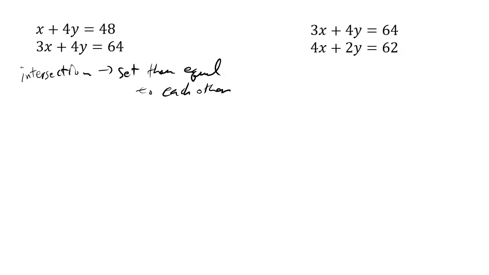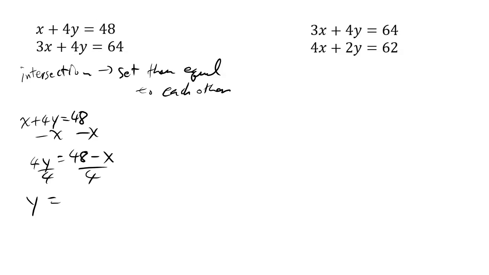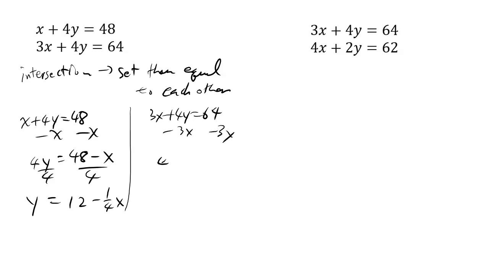So first, you have to solve each of these equations for y. You have x plus 4y equals 48. Subtract x from both sides, so you get 4y equals 48 minus x. Divide by 4, and 48 divided by 4 will be 12, and you get negative 1/4 x. Do the same for the other: 3x plus 4y equals 64. Subtract 3x, and you get 4y equals 64 minus 3x. Divide by 4, and you get y equals 16 minus 3/4 of x.